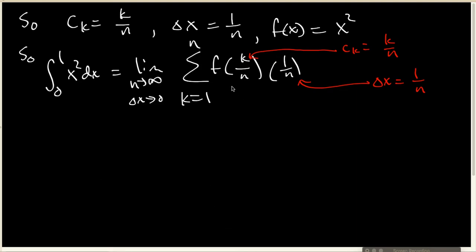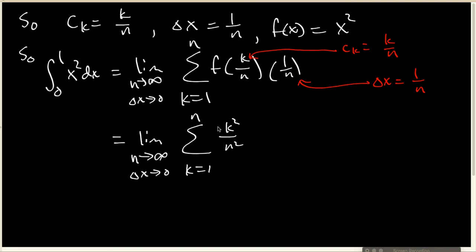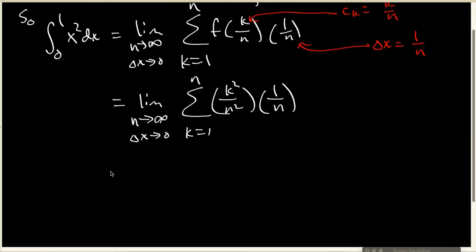Well, once I do that, f of x is x squared, so I am now looking at the limit as n gets big and delta x shrinks to 0, of the summation as k goes from 1 to n of k squared over n squared times that 1 over n. Now, the k is what's varying, and I'm going to rewrite this very slightly. I can rewrite this limit as the limit as n gets big and the delta x's are going to 0. And notice that the delta x's, because they're 1 over n, are going to go to 0. What I've got now is the summation as k goes from 1 to n of k squared.